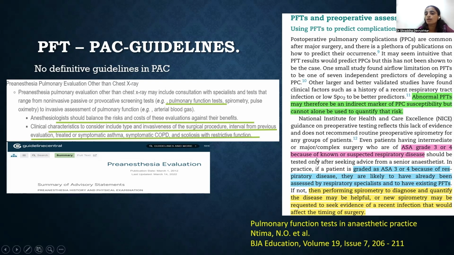ASA 3 and 4 patients are best known. If they have a suspected respiratory disease, most of them will always be seen by a respiratory specialist and may have an existing PFT. Then performing spirometry to diagnose and quantify the disease may be helpful, or new spirometry may be requested to seek evidence of recent infection that would affect the timing of surgery. Only then should you ask them to do a repeat PFT.